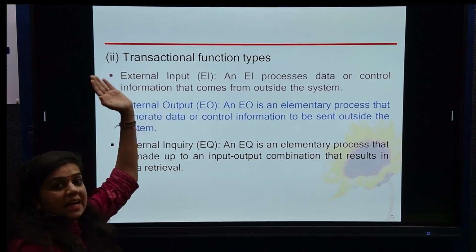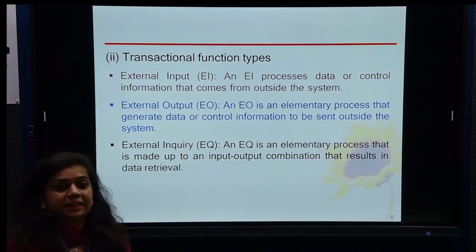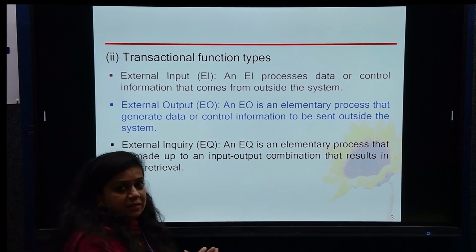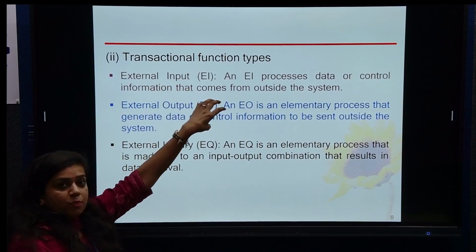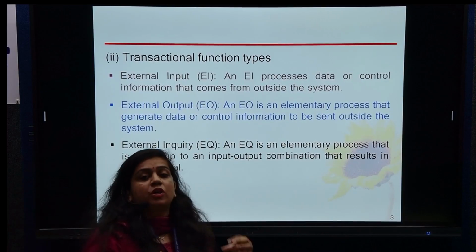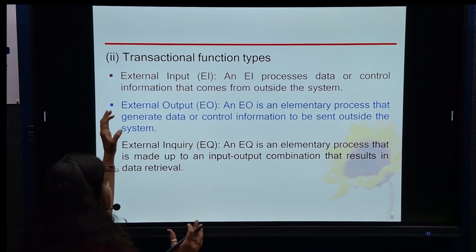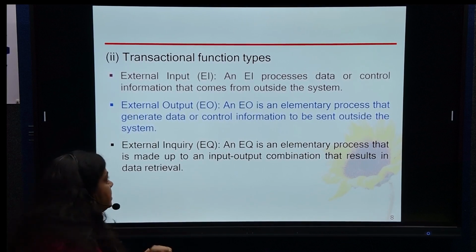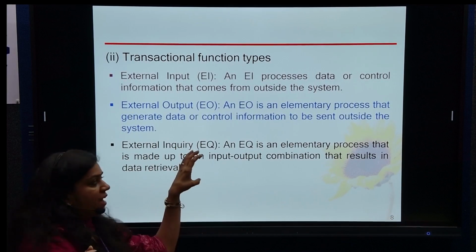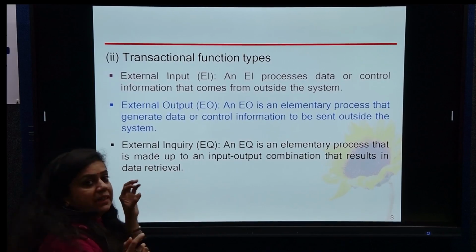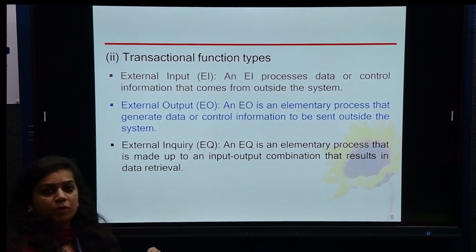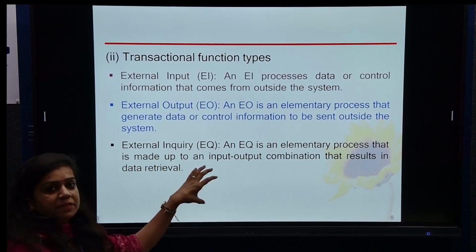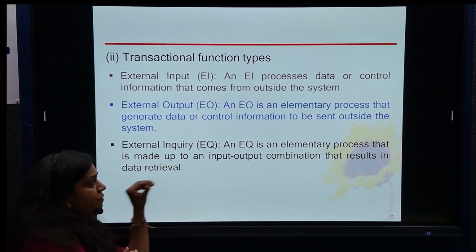External inputs. An external input processes the control information that comes from outside the system, and external outputs are the elementary processes that generate the data or control information that is to be sent outside the system. External inquiries are elementary processes made up of an input-output combination that results in data retrieval. Basically, it helps in retrieving the data or information.